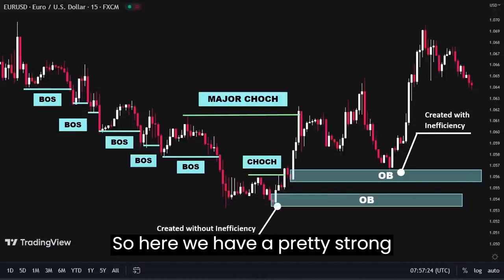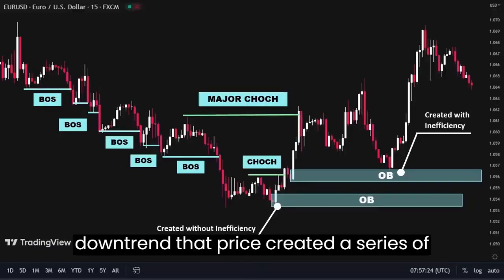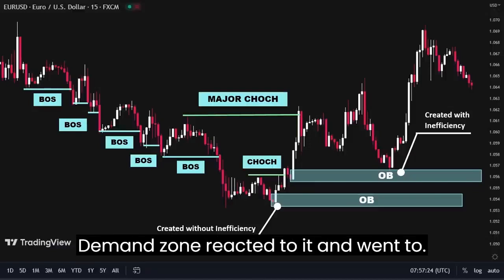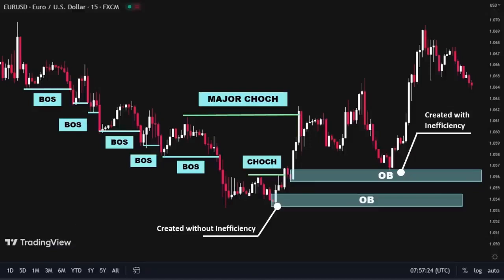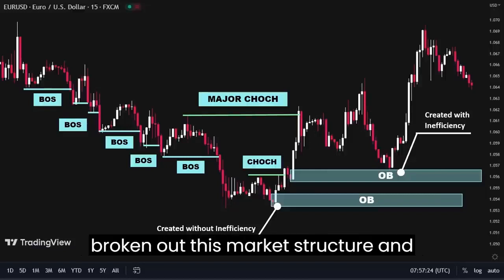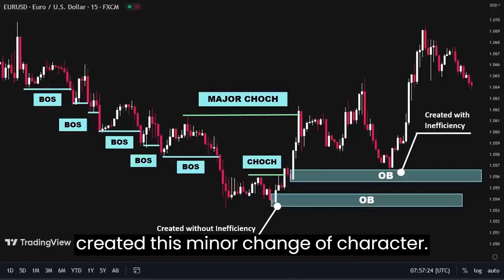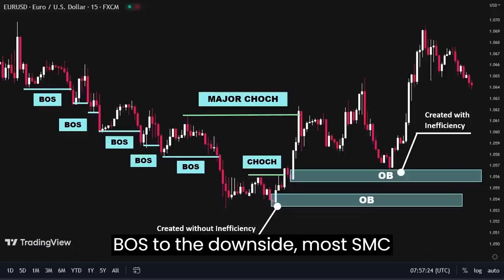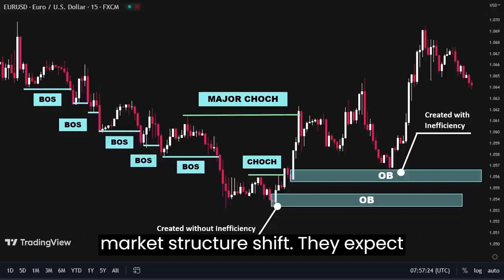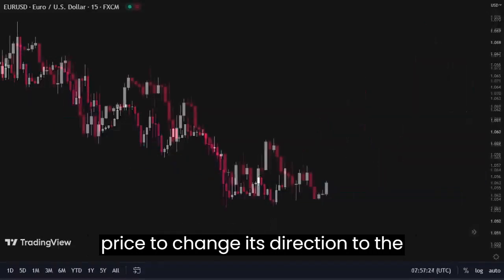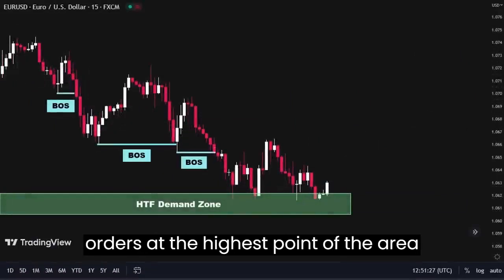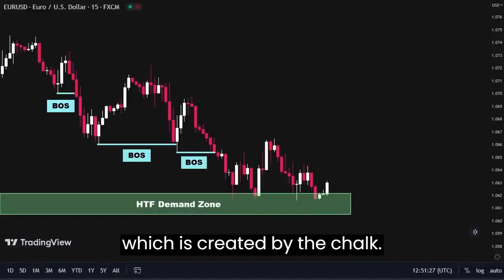So here we have a pretty strong downtrend in which price created a series of BOSs. So we see right here that price has touched the higher time frame's demand zone, reacted to it, and went to the upside in the following. Price has broken out this market structure and created this minor change of character because this lower high couldn't make a BOS to the downside. Most SMC traders consider this movement as a market structure shift. They expect price to change its direction to the upside, so they would place their buy orders at the highest point of the area, which is created by the CHoCH.